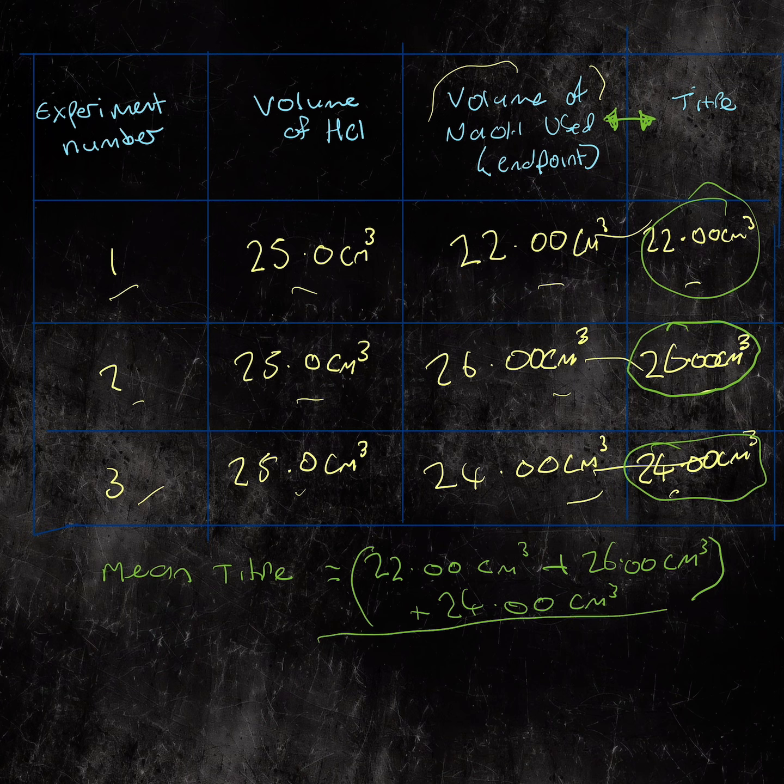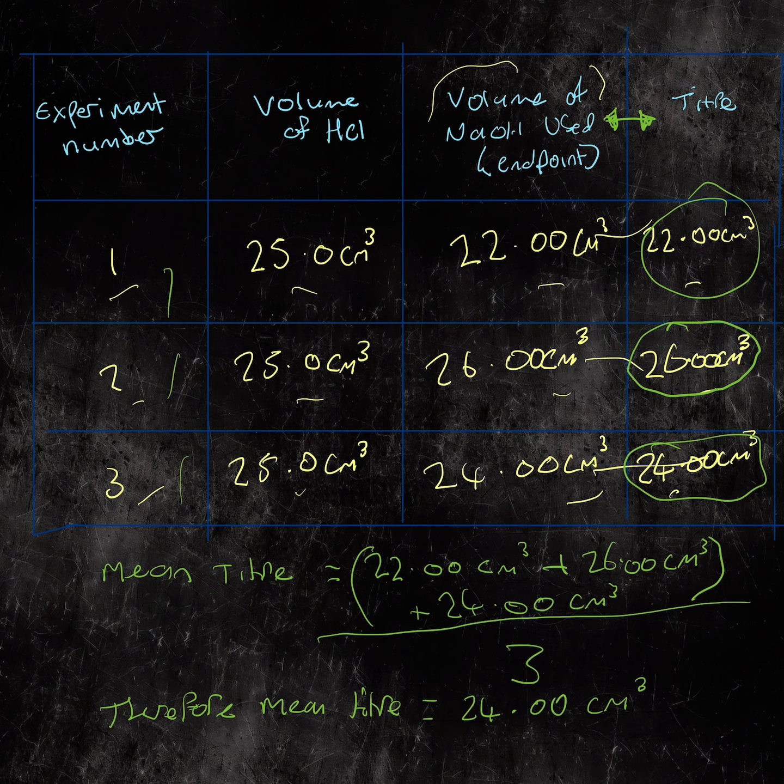And it's all going to be divided by the number of titres you have. In this case we have 1, 2, 3. It's going to be divided by 3. And that's going to give the answer, therefore, mean titre equals 24.00 cm cubed.